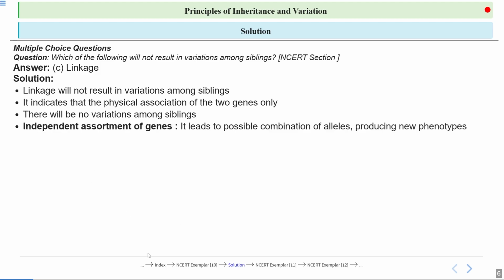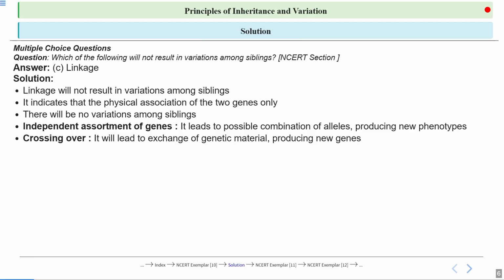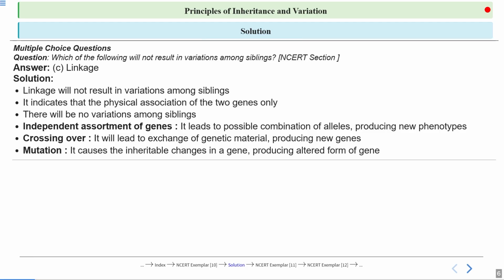One of the options was independent assortment of the genes. Due to independent assortment of the genes, possible combinations of the different alleles are formed, leading to the formation of new phenotypes. So this can lead to variation, and this is not the correct answer here. Crossing over involves exchange of genetic material. This also can lead to variation. Recombination and crossing over are one of the main reasons for variations. Mutation also is a major cause which leads to variation. So this also causes variation.